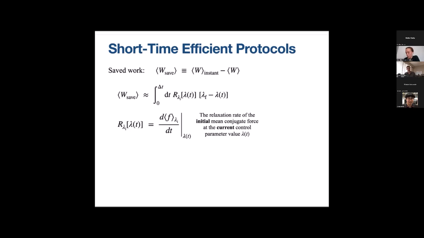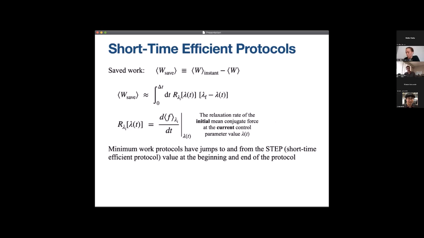And what this means is that to optimize this quantity, it's almost trivial because it just depends on your current control parameter value. So when you do this optimization, you find a single maximum. And what this implies is that the minimum work protocol has a jump to and from what we call the step or the short time efficient protocol value at the beginning and end of the protocol. So basically you start at your initial value, you jump to this one that has this maximum trade-off between your relaxation rate and distance remaining, and then you sit there for the entire duration before jumping at the end.